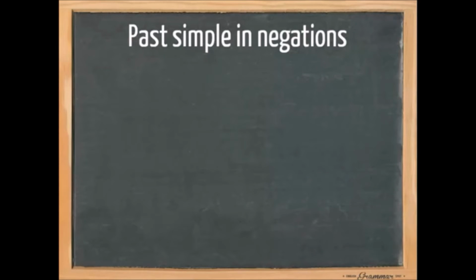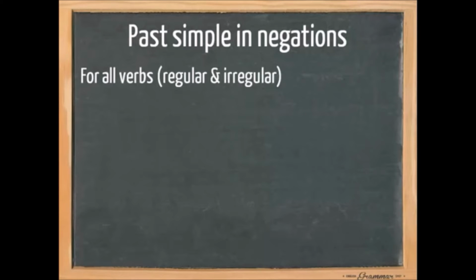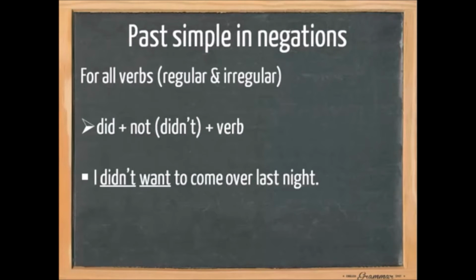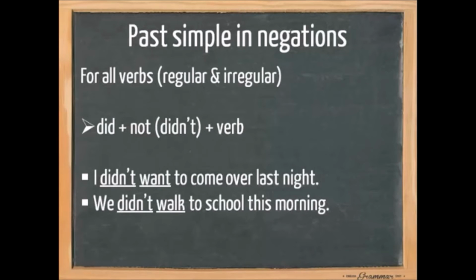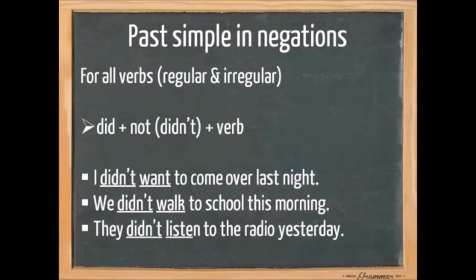For the past simple in negations, regular and irregular, we also use the past simple tense of the auxiliary verb to do, which is did, and we add not to it, contracting it into didn't, plus the infinitive form of the verb. I didn't want to come over last night. We didn't walk to school this morning, and they didn't listen to the radio yesterday.